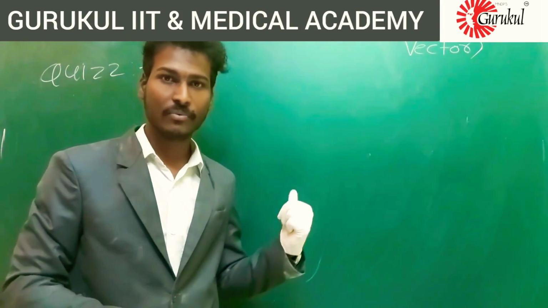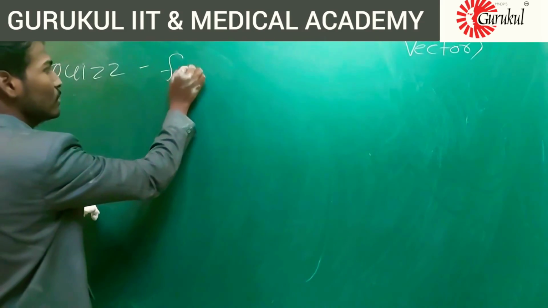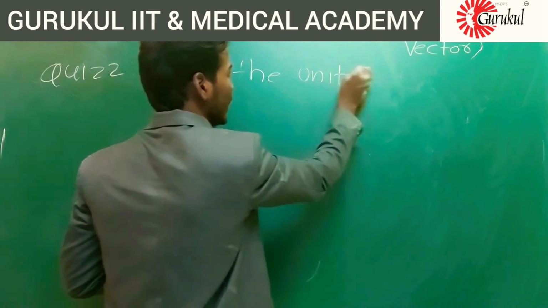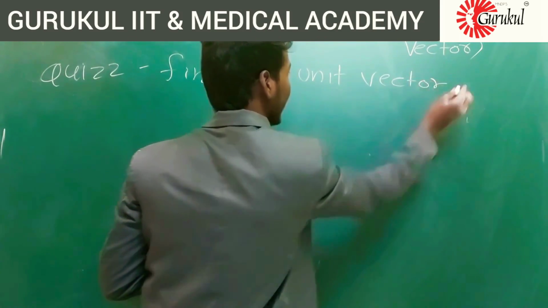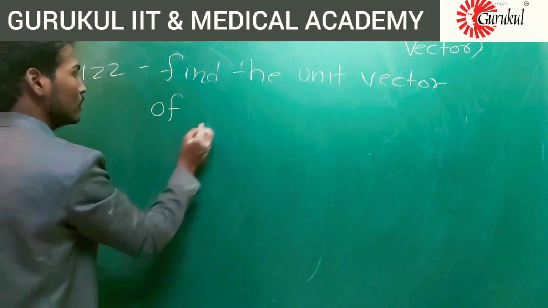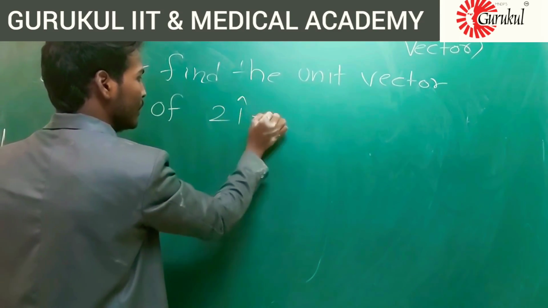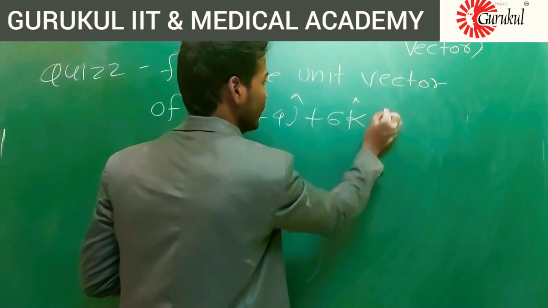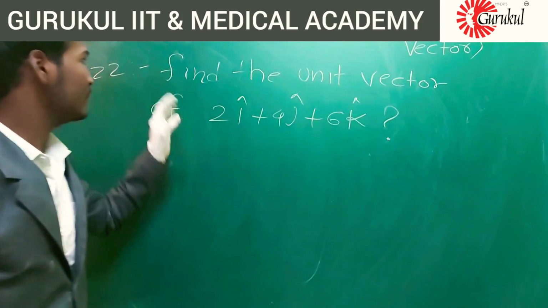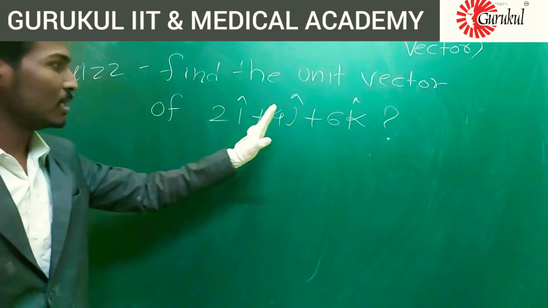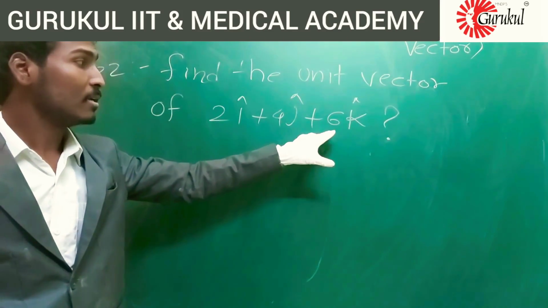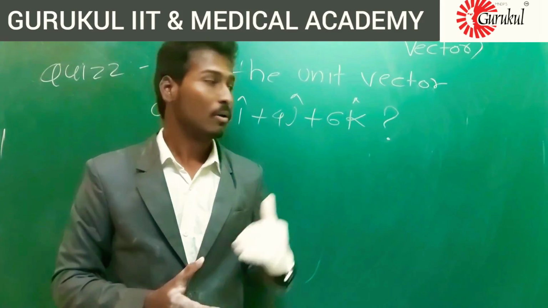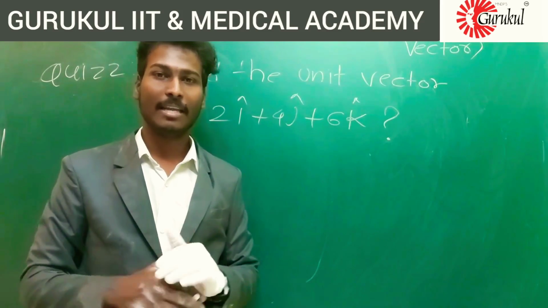Okay, so now today's quiz. Find the unit vector of 2 i cap plus 4 j cap plus 6 k cap. So the question is, find the unit vector of 2 i cap plus 4 j cap plus 6 k cap. You know the unit vector concept, vector divided by its magnitude. So find the answer and tell me in the next video.